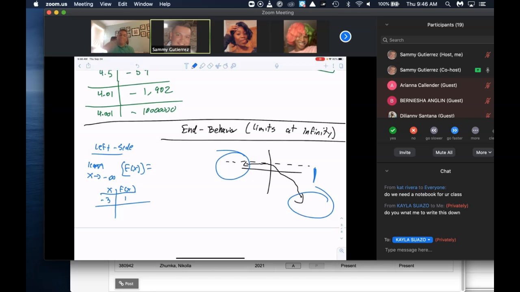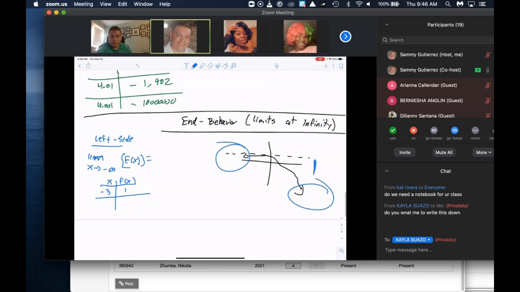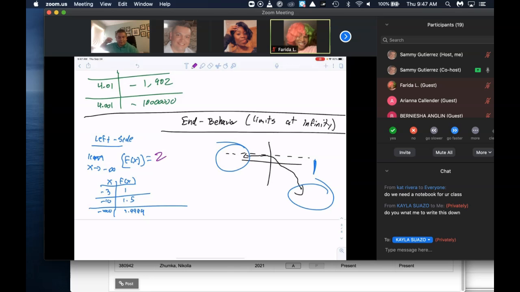Okay, I want to keep getting more and more negative. I want x to get more and more negative. Give me a value. -10. I get 1.5. All right, I want x to get more and more negative. -1,000. I get 1.9999. Wait a minute. Do you think you know what f of x is approaching? Can you figure out what it is approaching on the left-hand side? 2. Good.